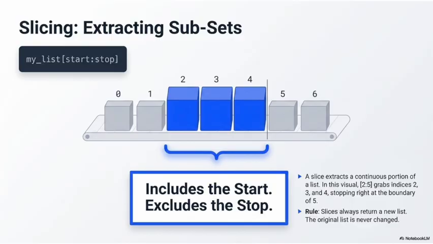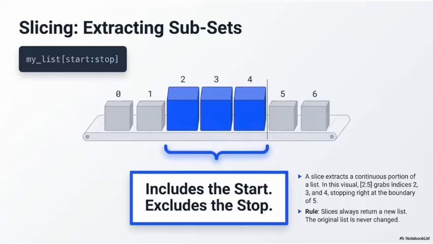Slicing lets you extract a continuous subsequence from a list, and the boundary rule has one counterintuitive detail that trips up nearly every beginner. The syntax, my_list[start:stop]. The rule includes the start index and excludes the stop index. So in the visual, [2:5] grabs index 2, 3, and 4. It stops at the boundary of 5 without including it.